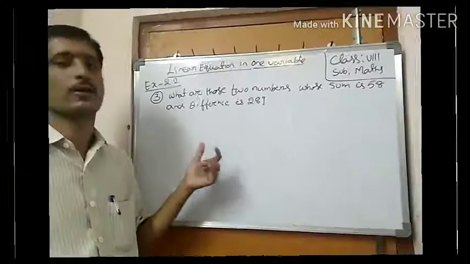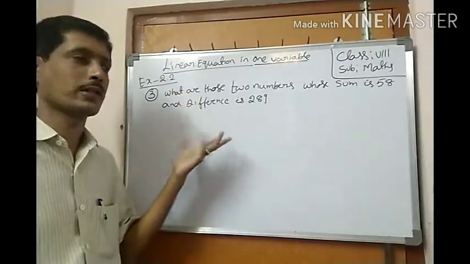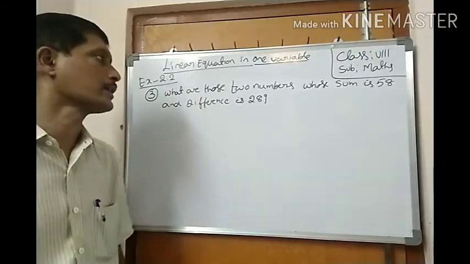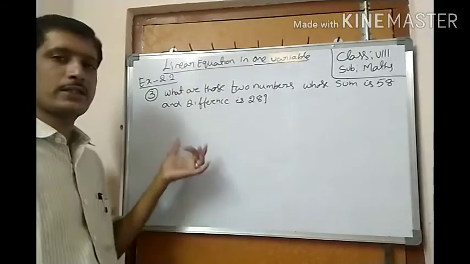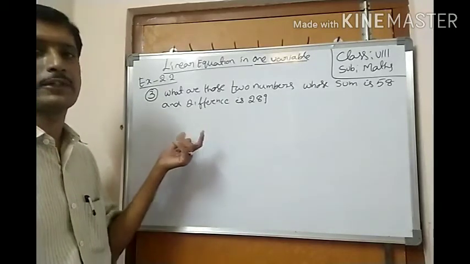Children, in the previous class we have already discussed linear equations in one variable, what is a variable, what is a constant and everything. The degree of any linear equation is 1. Here the first exercise, 2.1, is already over, and 2.2 has also started; the first problem is over.